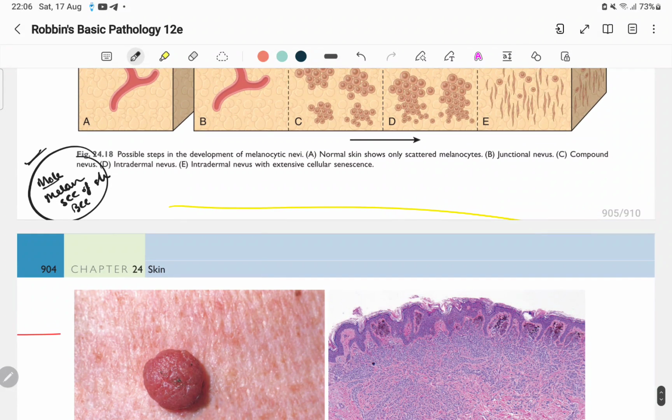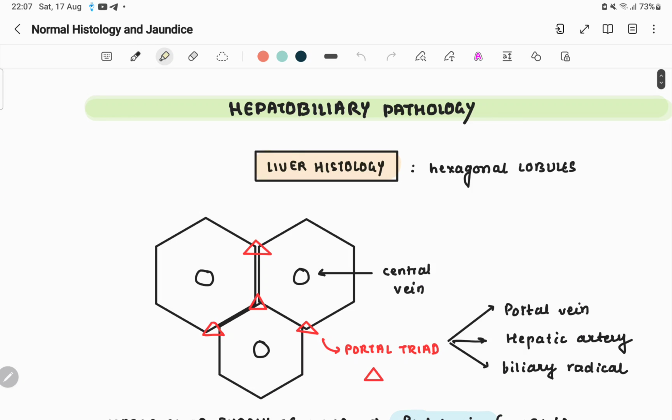Now let's move to the next chapter. After completing our CNS tumors, we completed the bone tumors and our skin. CNS, bone and skin, three chapters we have completed, and we have also discussed meningitis. Now we are into our hepatobiliary pathology.